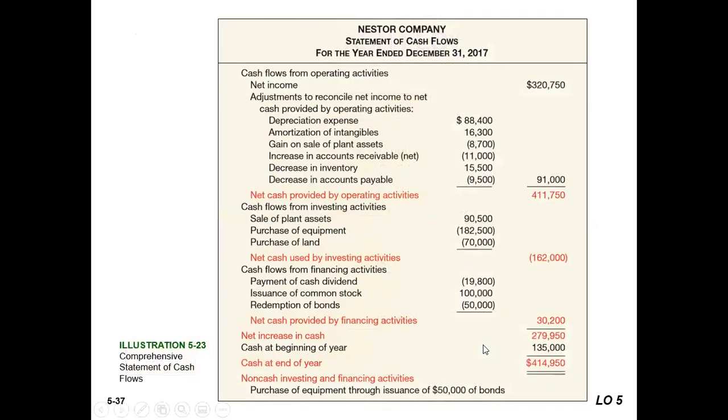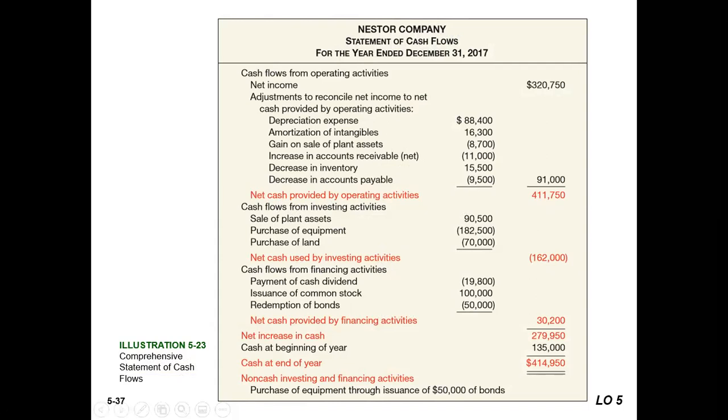Here's a little bit more involved statement of cash flows. So again, we're calculating cash provided by operating activities. Net cash used by investing activities, that's an outflow. It was used by. So again, net cash provided by, that's a positive number, right? That was cash provided by operating activities. But this one used by, so that's an outflow.